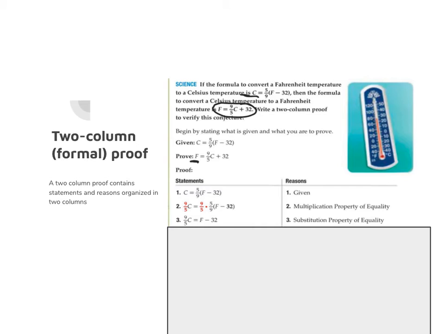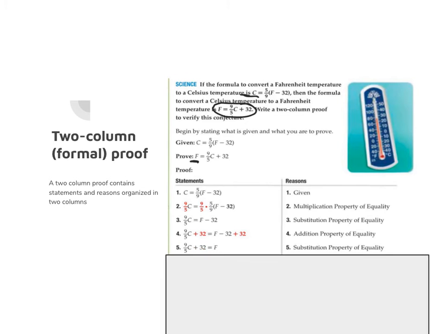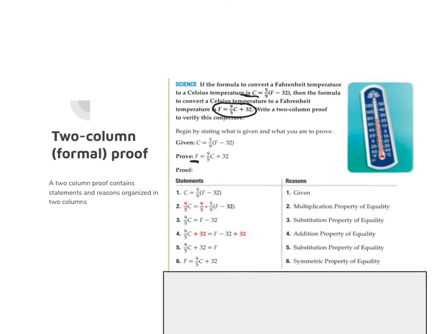9 over 5 times 5 over 9 is equal to 1. And then 9 over 5 times 1 is equal to 9 over 5 c. Then we do our addition property of equality. Again, our substitution property of equality back in. And then our symmetric property of equality. So we just flipped the equation to get it to the correct form.